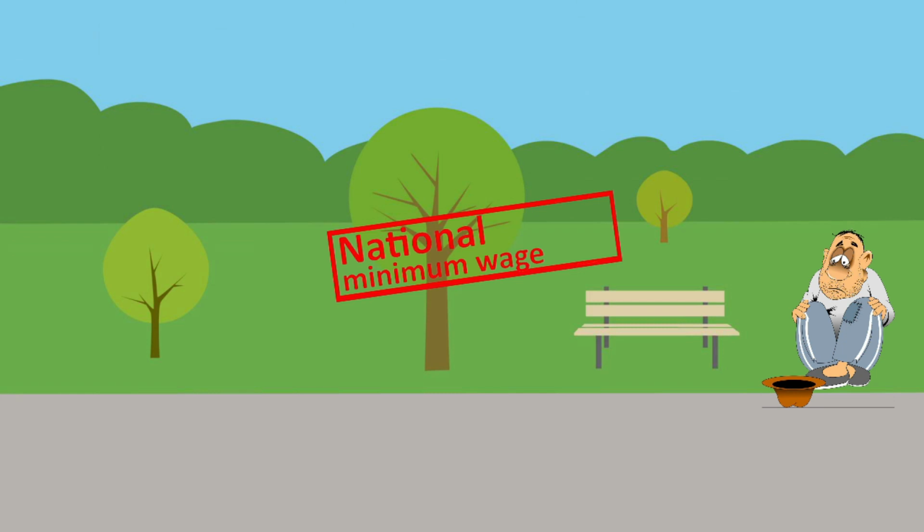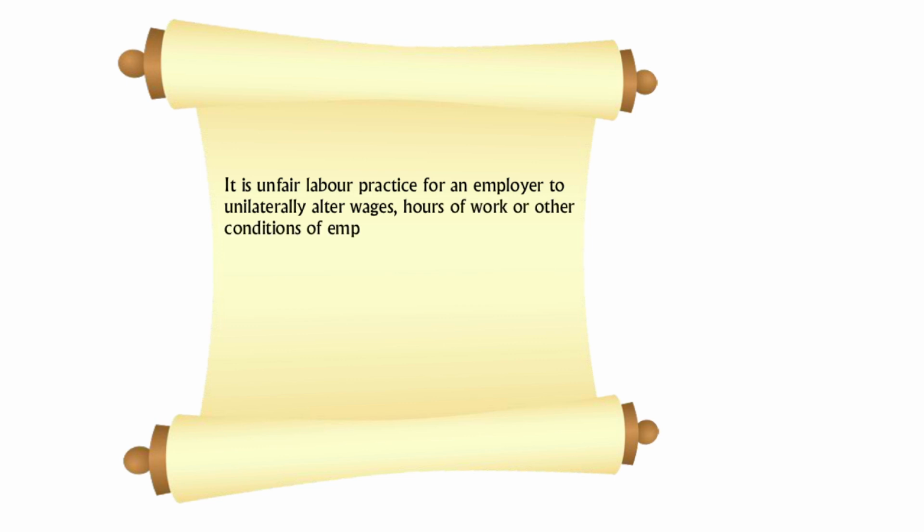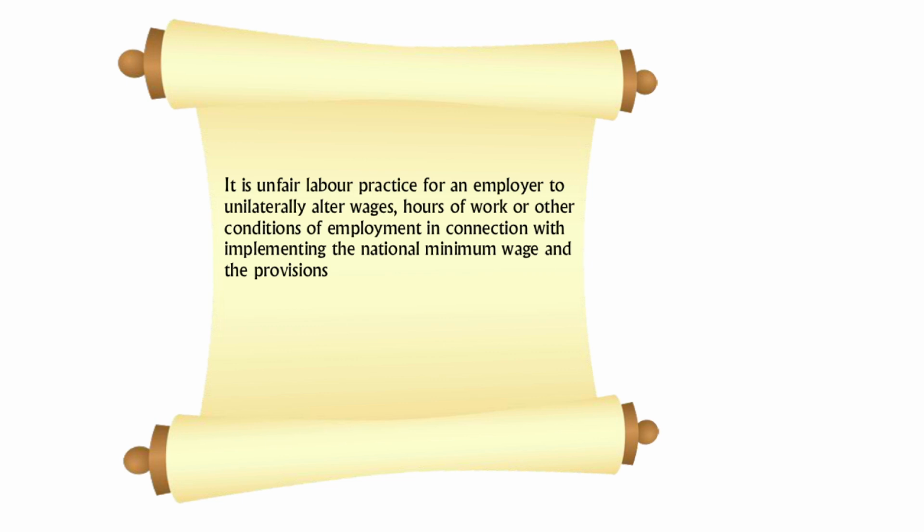Now I'm just going to read you a paragraph from the National Minimum Wage Act that I think is critically important with regards to the reduced working hours that employees somehow now do to avoid paying this 20 an hour. Section 4 subsection 6 of the National Minimum Wage Act states that it is an unfair labor practice for an employer to unilaterally alter wages, hours of work, or other conditions of employment in connection with the implementation of this act and the provisions of other pieces of legislation. One that comes to mind is Section 191 of the Labor Relations Act.